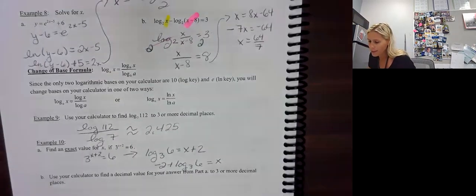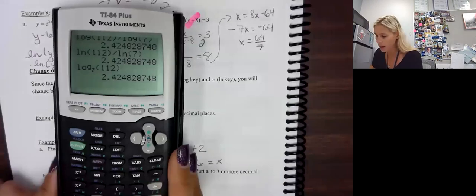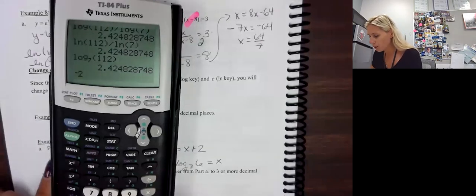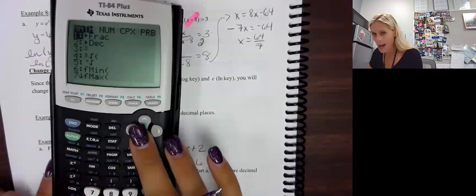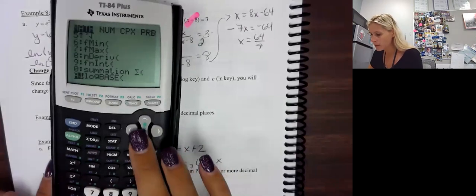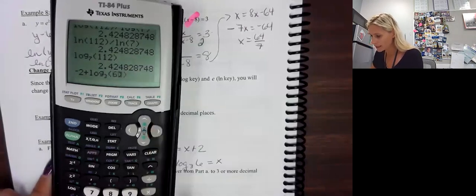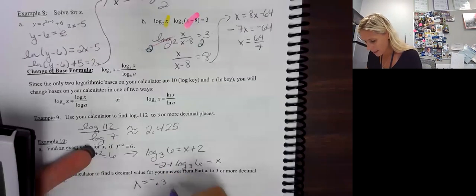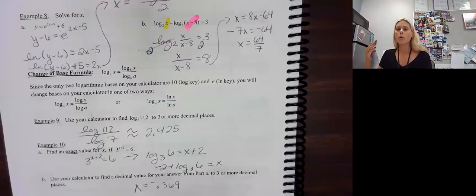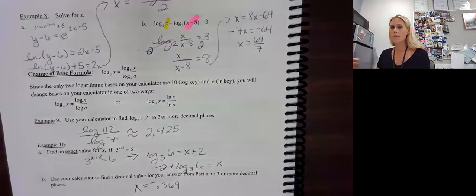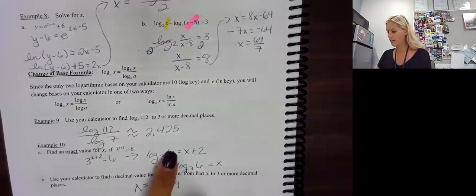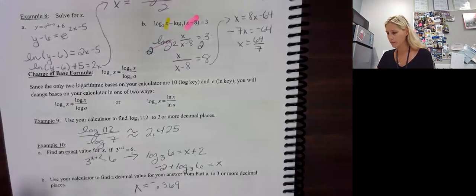Use your calculator to find the decimal value from part A to 3 or more decimal places. So I'm actually going to use the log base trick. So I go negative 2 plus, I go over to math, go down to log base, and we have log base 3 of 6. And we get that x equals negative 0.369. Be careful with your work, guys. If all of a sudden you came out with a number like this right here without me figuring that out, you would not get full points for that.